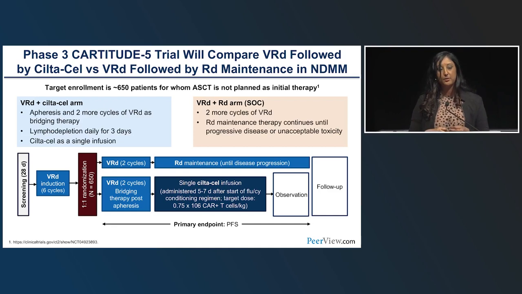And then, of course, the phase 3 CARTITUDE 5 trial that's looking at VRD followed by cilta-cel versus VRD followed by RD maintenance in newly diagnosed multiple myeloma. So we're really excited to see this data for patients who wouldn't necessarily get auto stem cell transplant. How is this going to look now? I think high-dose melphalan has been here forever, and we know it works, but now let's see if we can actually beat that in the near future. So we're really excited about this study coming down.